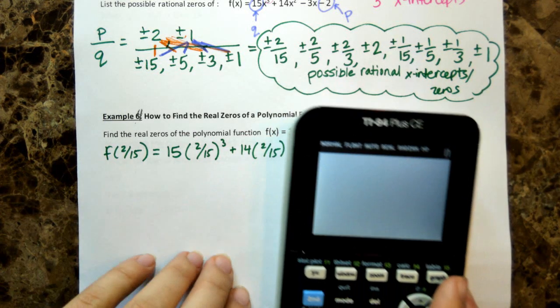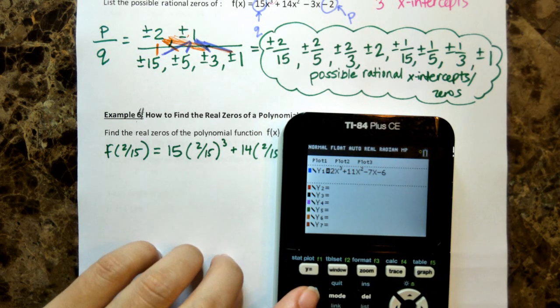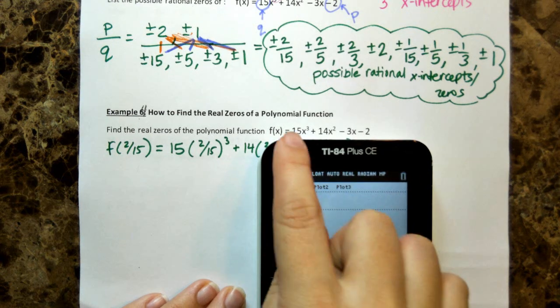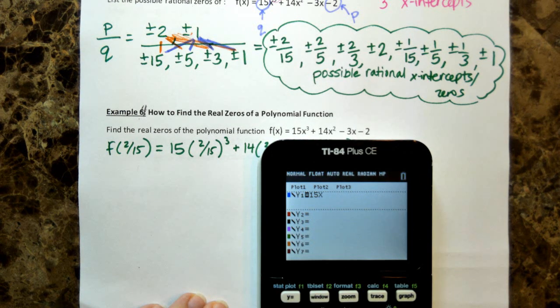So I'm going to use this calculator shortcut to help me speed up the process. I'm going to go to y equals, type in the actual polynomial function, which is 15x to the third plus 14x squared minus 3x minus 2.